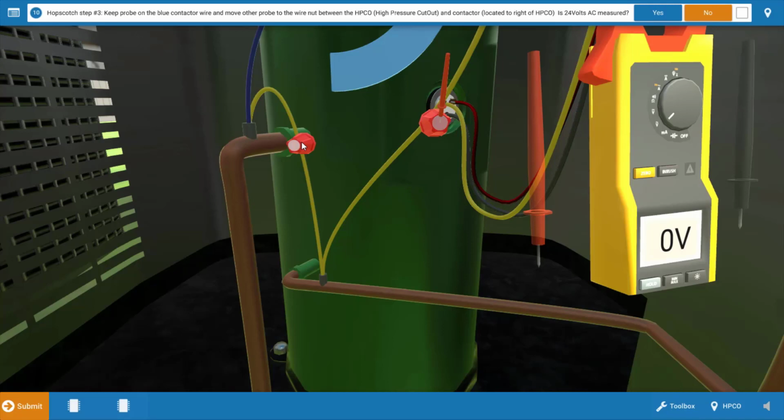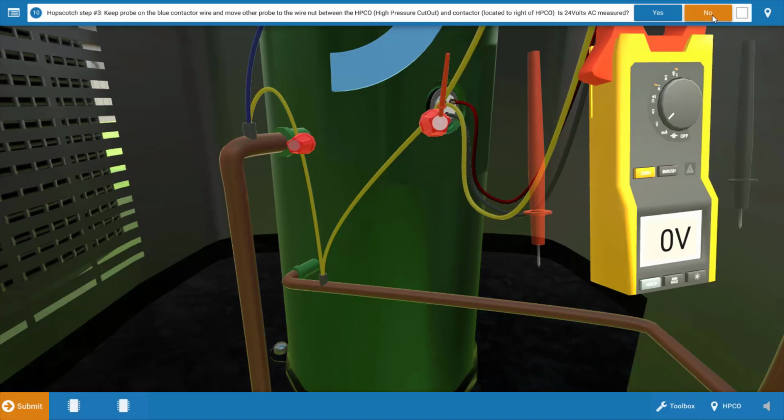Now we had power at this wire nut going into the high pressure cutout, but we don't have power going out. This verifies that the high pressure cutout is in fact open. So we're going to click no on the procedure guide. We don't measure 24 volts, we measured 0. Now what this means is that more than likely you have some mechanical condition in the system that caused the high pressure cutout to open its contacts.